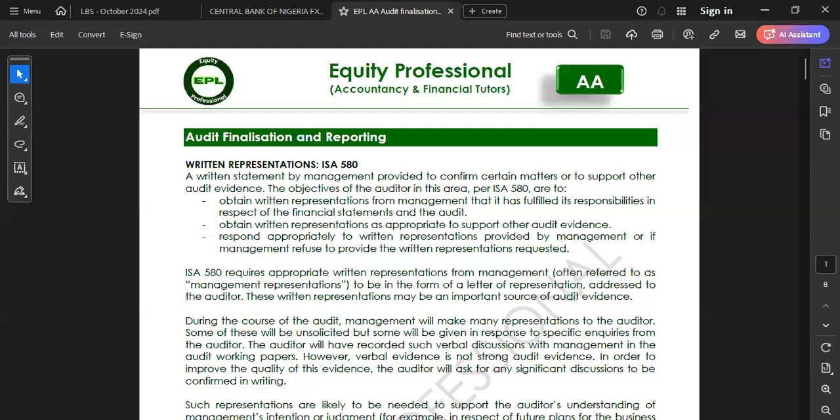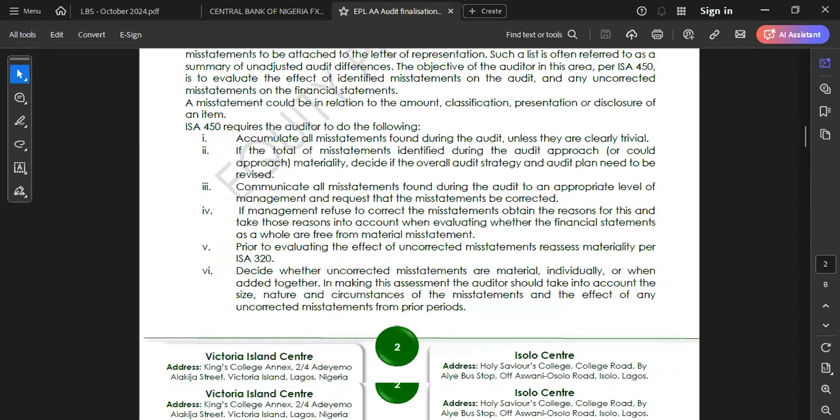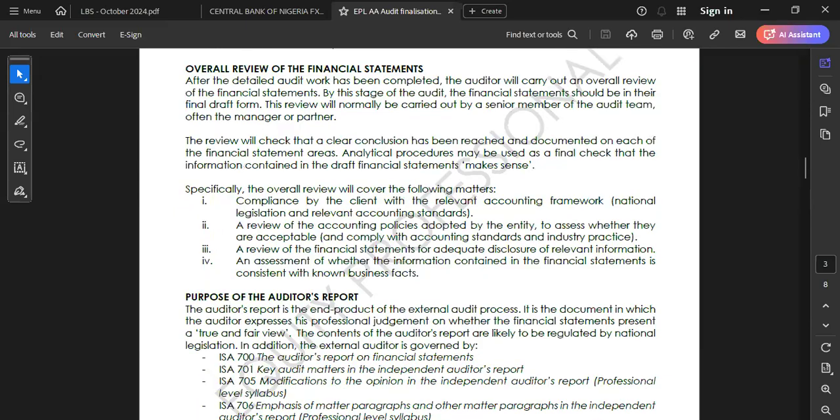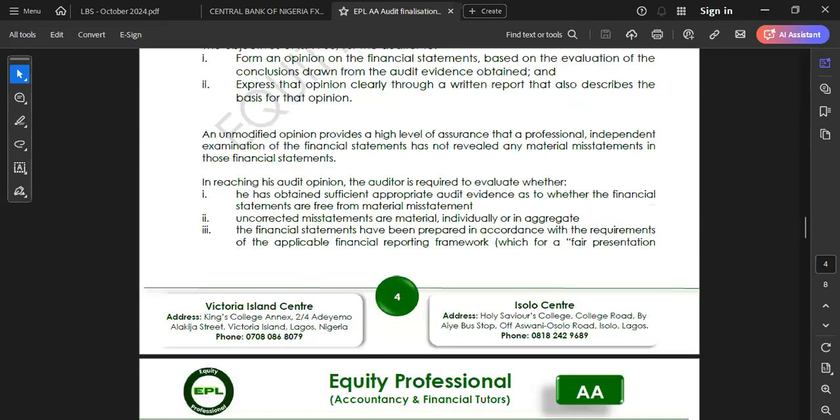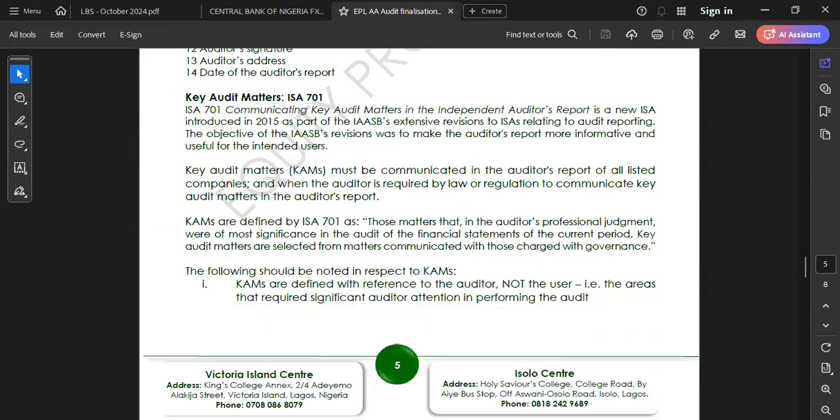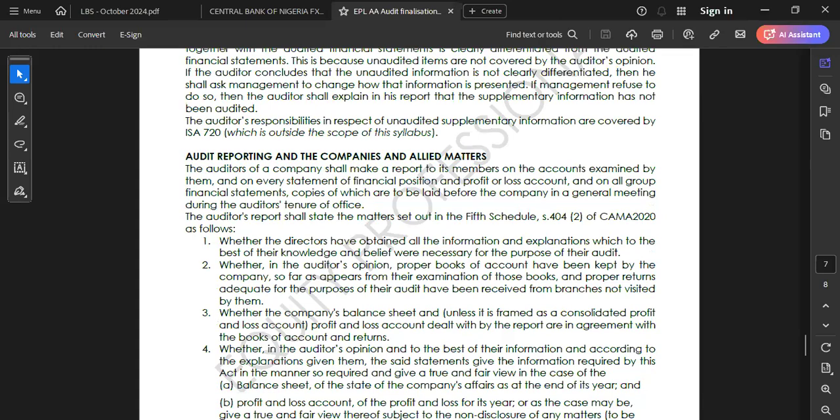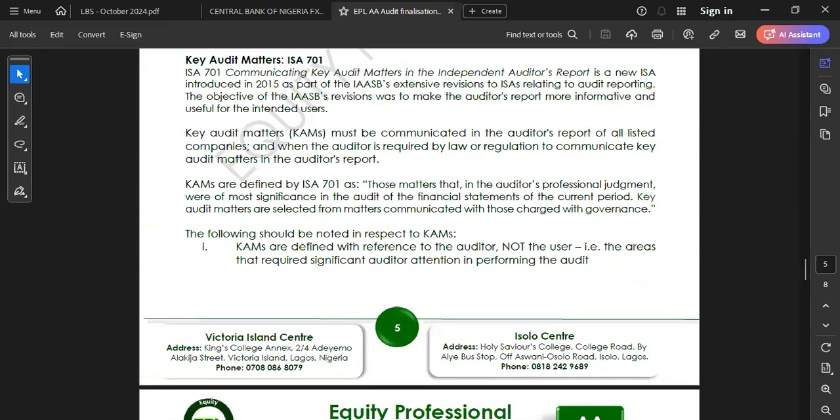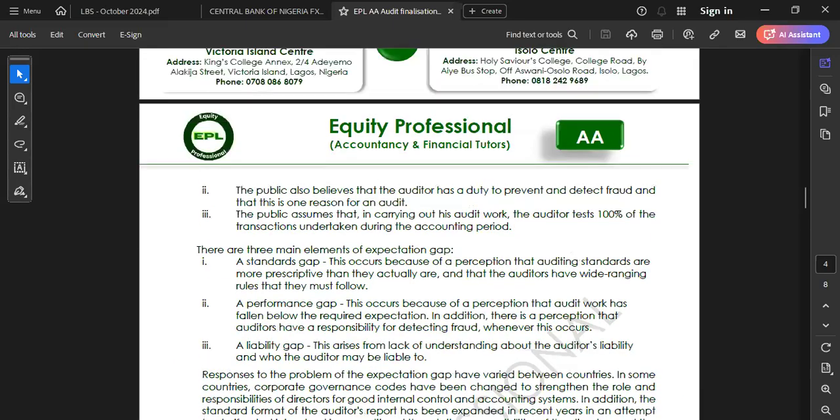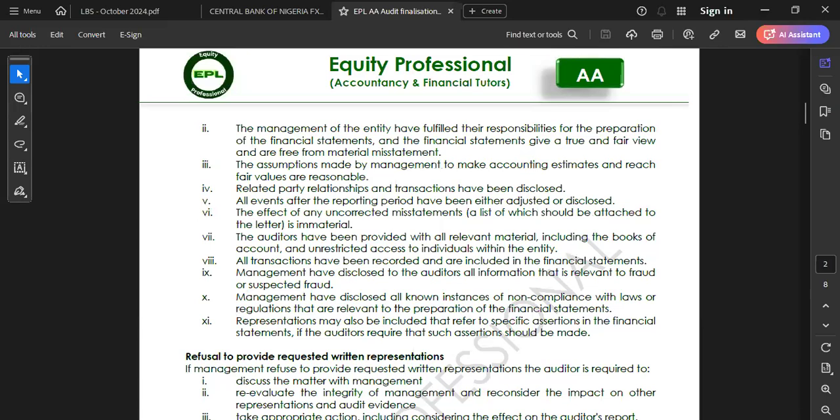And tonight we will look at this in three or four parts. We'll look at what we call written representation. We'll also look at evaluation of misstatements. Then we'll also look at the overall view of financial statements as well as the purpose of the audit report. And from there, we'll look at the unmodified audit report because that's what the syllabus covers at this level. Then we'll look at key audit matters, and lastly, we'll look at audit reporting and the accompanying Companies and Allied Matters Act, which is CAMA 2020.